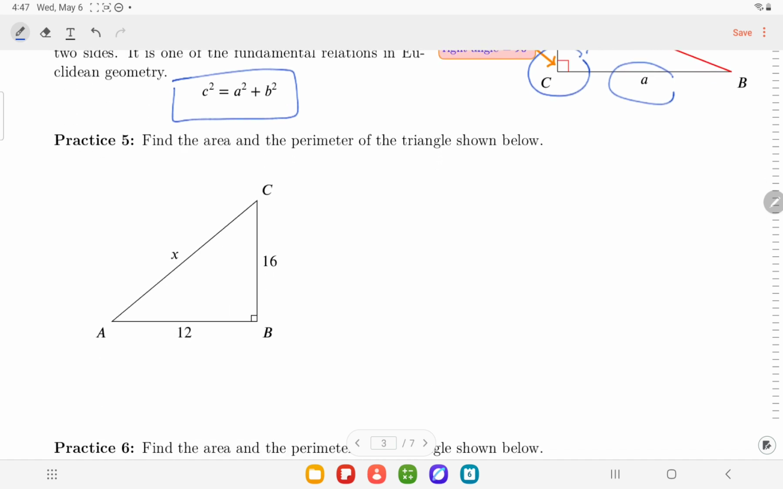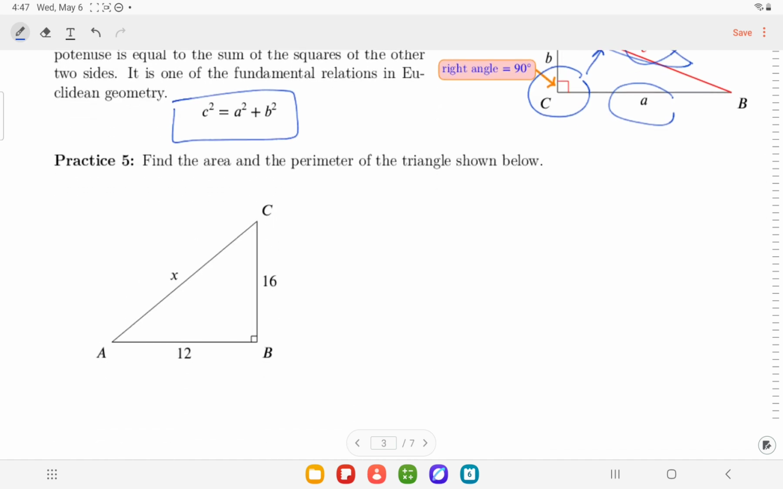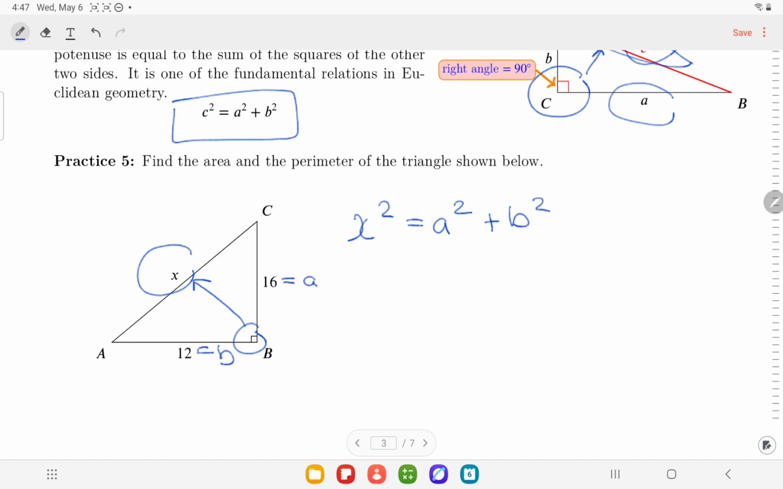So to find the area here and the perimeter, we would start by trying to find our x. So we see that our x here is opposite to our right angle, so we know that the x is the hypotenuse. So we can write this equation as x squared is a squared plus b squared, where 16 can be a and 12 can be b. So 16 squared plus 12 squared.